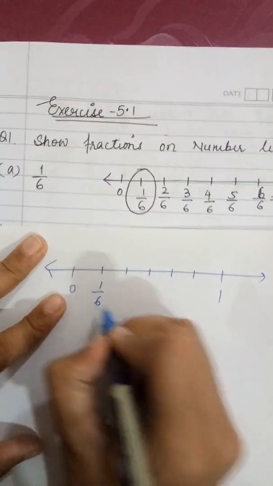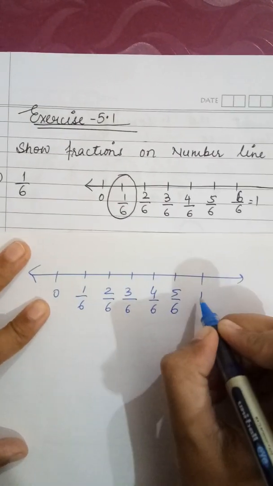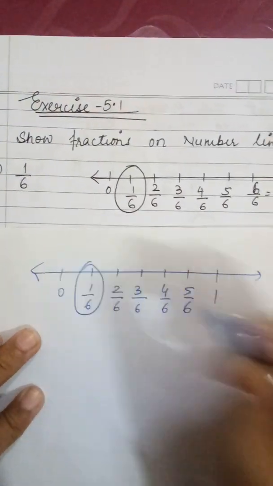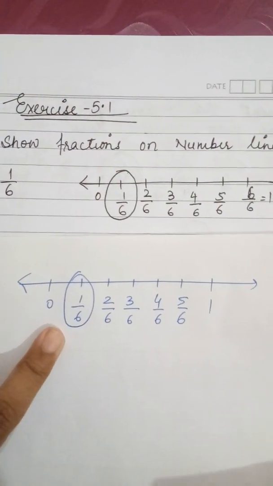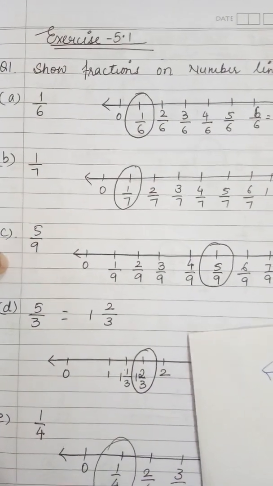Now write 1 upon 6, 2 upon 6, 3 upon 6, 4 upon 6, 5 upon 6, and this will be 6 upon 6, which means 1. Okay, and what do you have to represent? 1 upon 6. So just represent it like this. Clear? 1 upon 7 you can do. 5 upon 9 you can do.